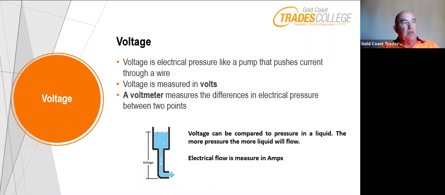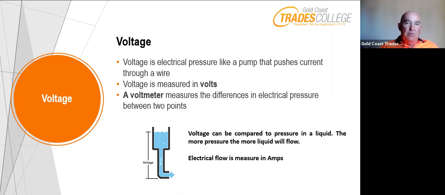Voltage is electrical pressure, like a pump that pushes current through the wire. So a voltmeter measures the differences in electrical pressure between 2 points. You can buy voltmeters, amp meters, whichever you want to call them. Usually they're a multimeter, another term for them, and it measures a couple of those different measurements around electrical.